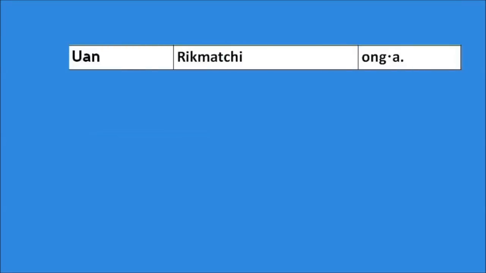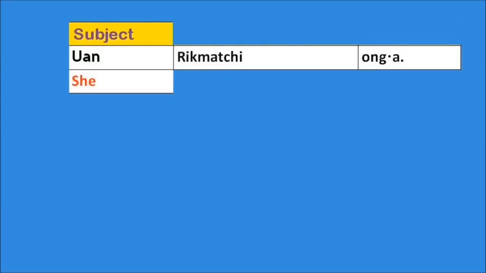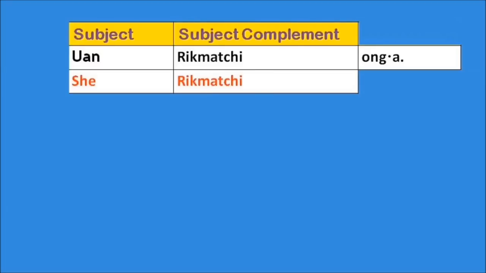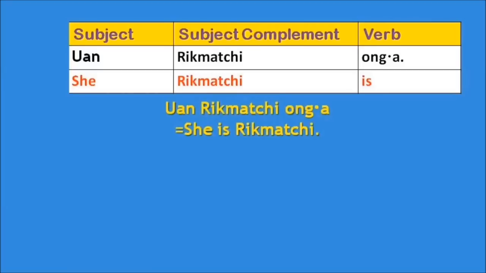Uan rukmachi ong a. Uan, she. The pronoun uan in Garo does not indicate male or female, but the subject complement rukmachi, the name of a person, does so. The names ending in chi are usually female names in Garo. Rukmachi, subject complement, describes who she is. Ong a, linking verb. Uan rukmachi ong a, she is Rukmachi.